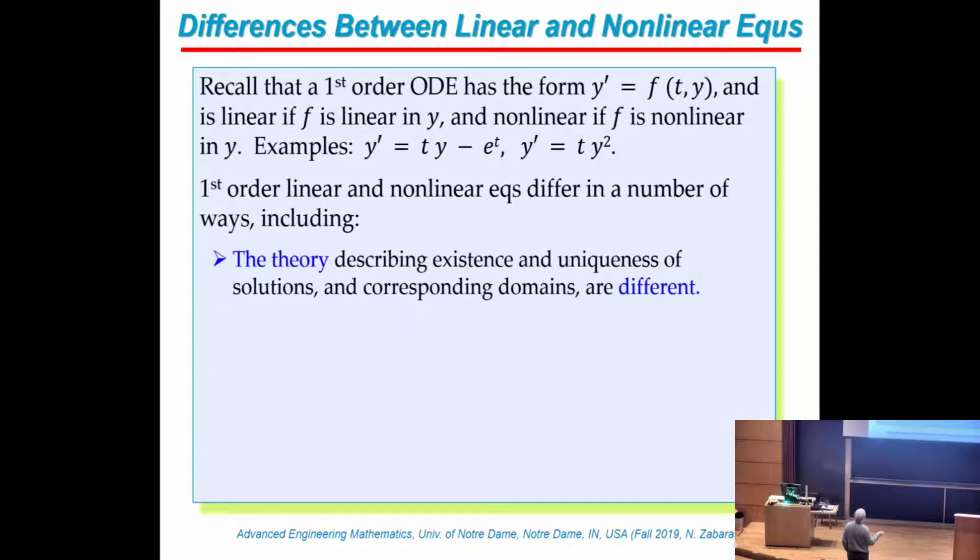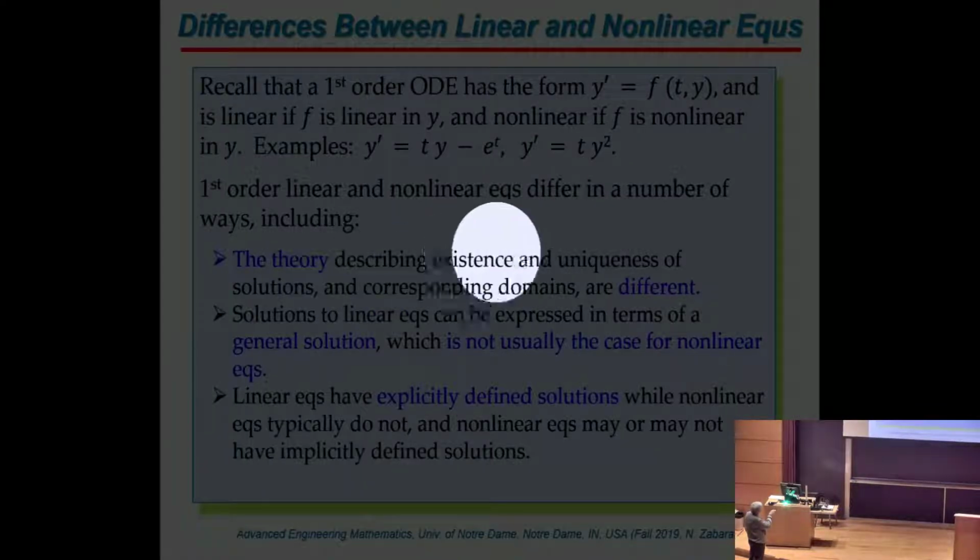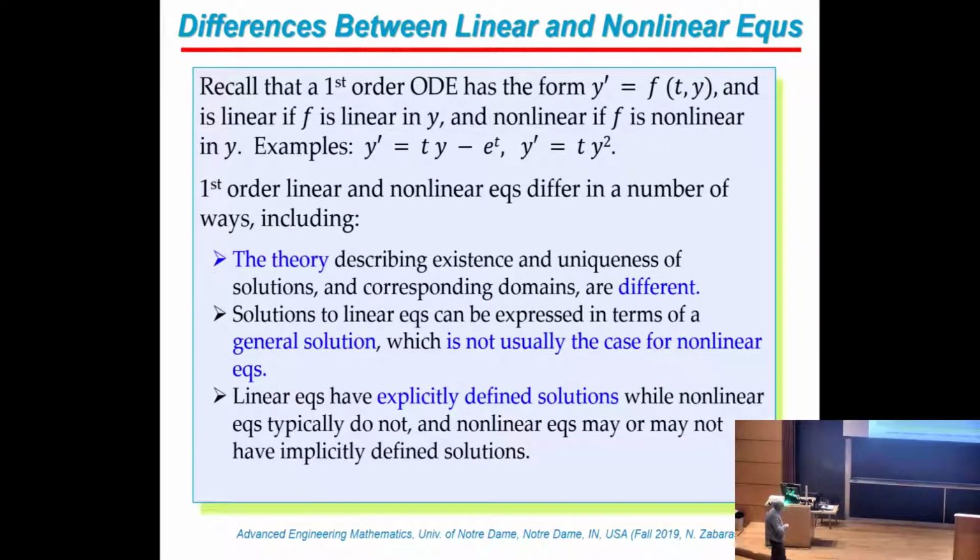So let me put up the things, okay? There are three major differences between linear and nonlinear first order ODEs. One of them, which I will discuss briefly today, is that the theory that describes the existence and uniqueness of solutions is very different for the two problems. For many nonlinear problems, you cannot even say much about existence and uniqueness. You give up, basically, okay? But for first order equations, there is a very elegant theory behind it, and I will try to briefly discuss it today.